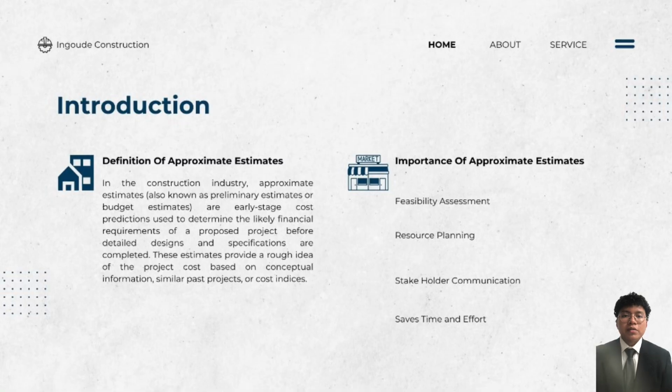Approximate estimates, also known as preliminary or budget estimates, are early stage predictions of project costs. These estimates are made before detailed design or specifications are completed, using data from similar past projects, conceptual layouts, or unit cost indices.